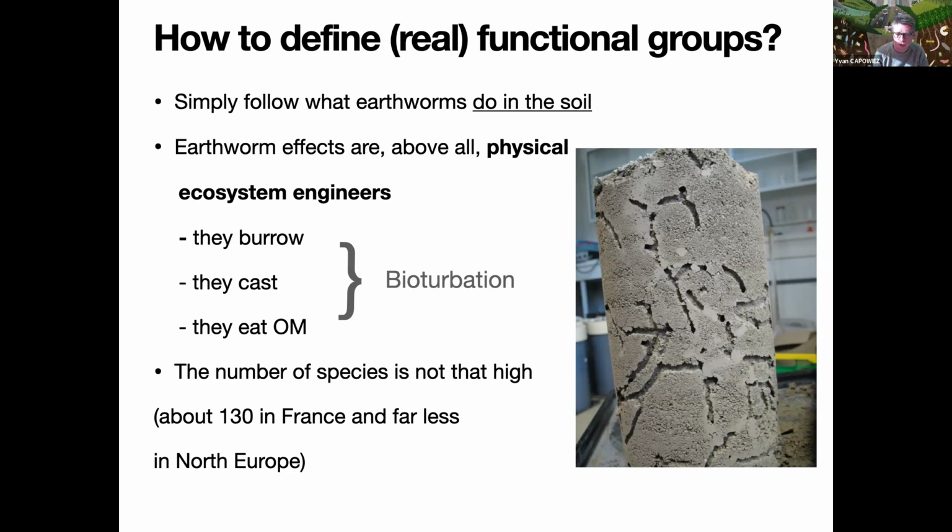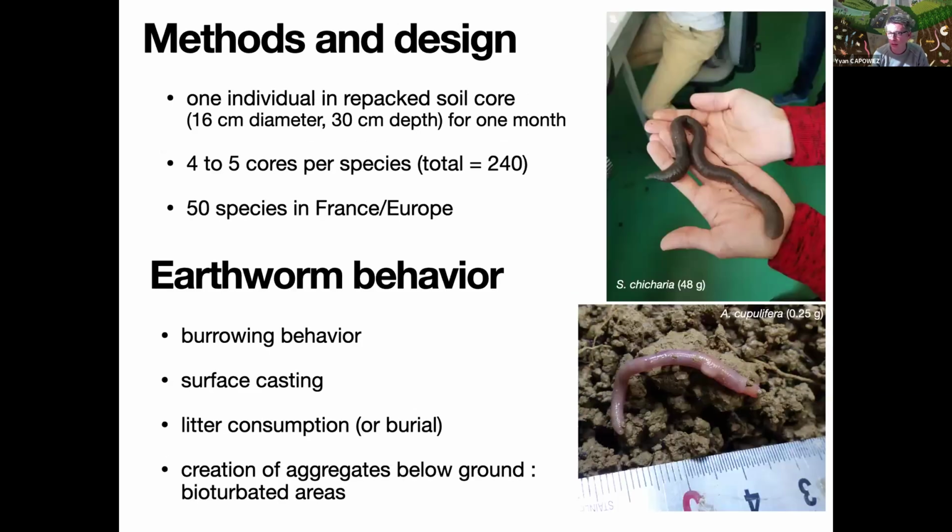Another important point is that the number of species is not so high. It's quite limited in the UK, but in France there are a bit more than 100 species, and a lot of them are very rare. So it's not impossible to study earthworm behavior under lab conditions. And what we did is a very simple protocol. We use repex soil cores, and we place only one earthworm in every core.